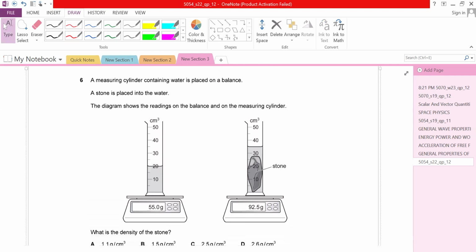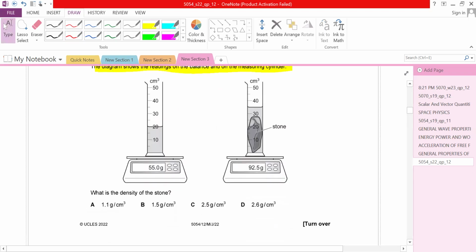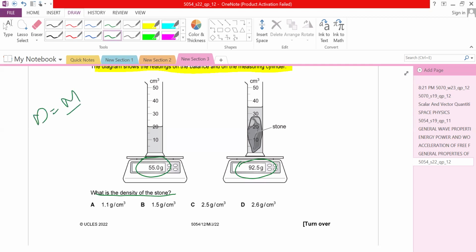Then question number 6. The measuring cylinder containing water is placed on a beam balance. On the balance, the stone is placed into the water. The diagram shows the reading on the balance and on the measuring cylinder. You can see the volume has increased when the stone is dropped. Now you have to calculate the density of the stone. The density formula is density equals mass divided by volume.